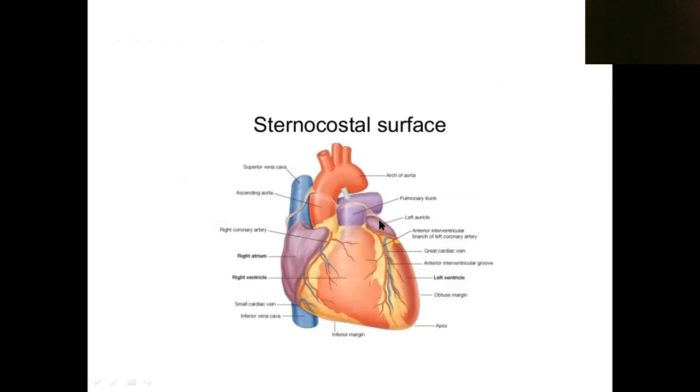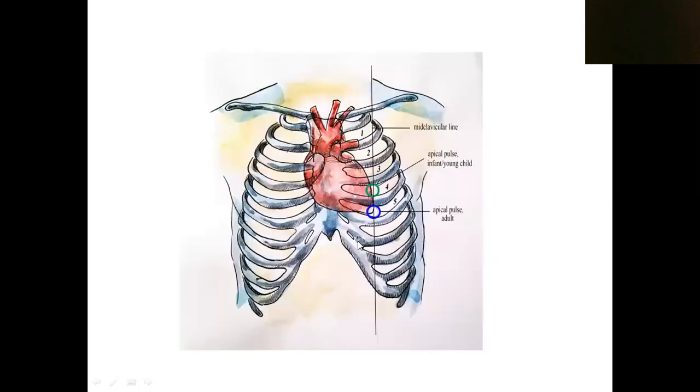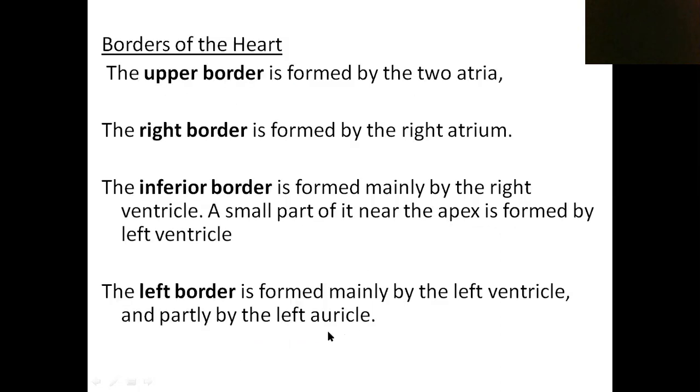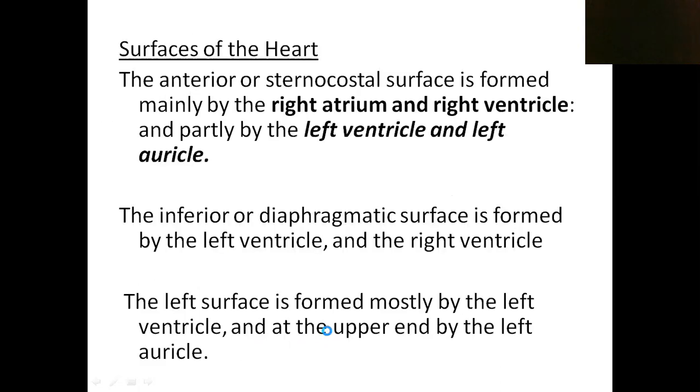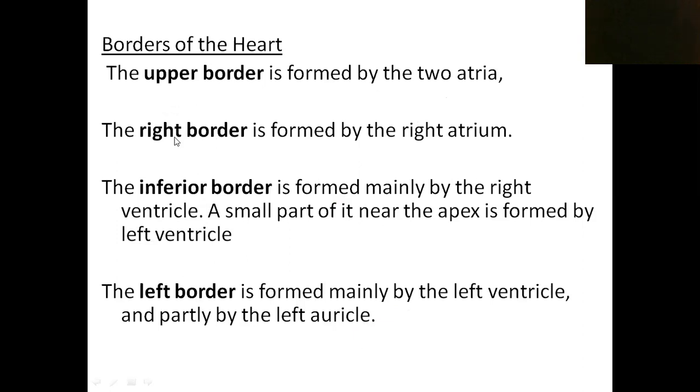Left auricle means, what is meant by auricle? This is an extension of the atrium. See, this large chamber is the atrium, and this extension of the atrium is known as the auricle. Here also we can see the extension of the atrium, the auricle. This one. So this left border is formed by the left ventricle and left auricle. So the borders are clear: upper border, right border, inferior border, left border.